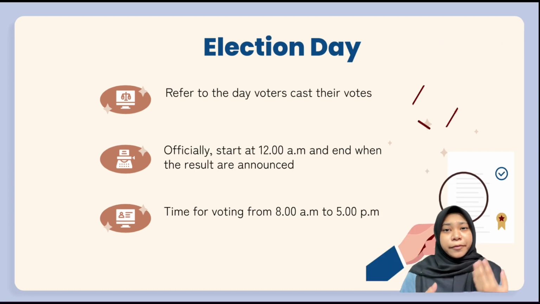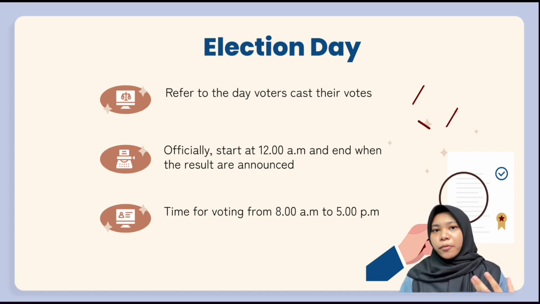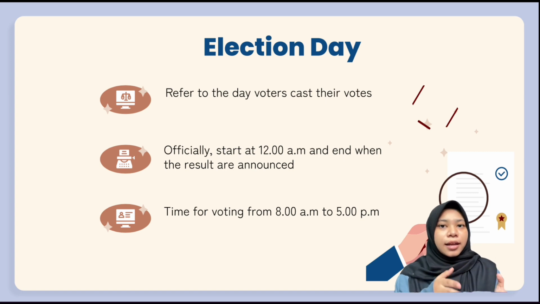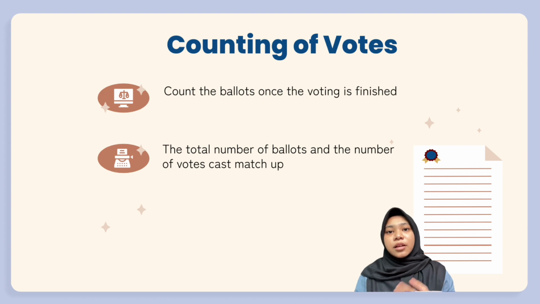Election day refers to the day voters cast their votes. It officially starts at 12 a.m. and ends when the results are announced. Time for voting is from 8 a.m. to 5 p.m. Next is the counting of votes.